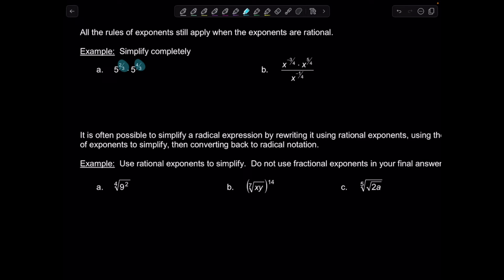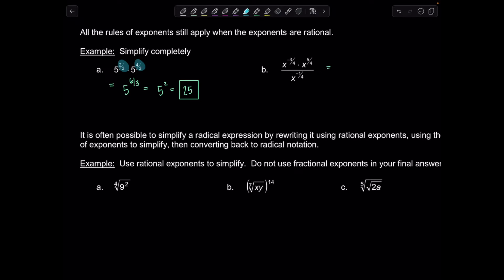So this is going to be what? Let's see, 5 to the 2 plus 4, that's going to be 6 divided by 3. This is 5 squared, which was 25. Ooh, that cleaned up so nicely. Okay, next one, example B.